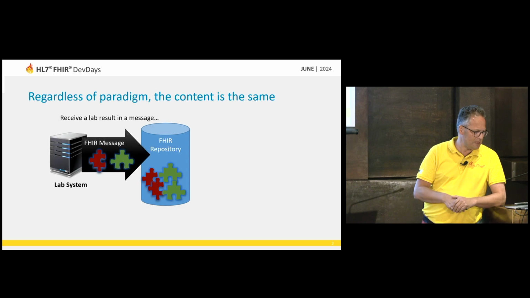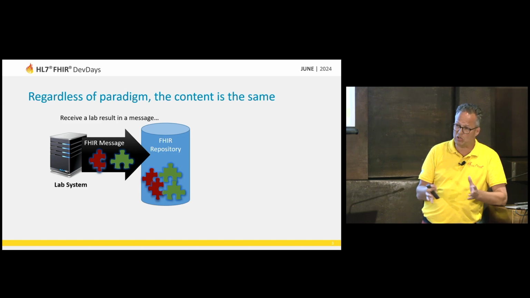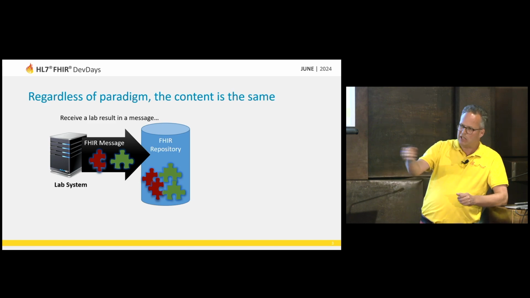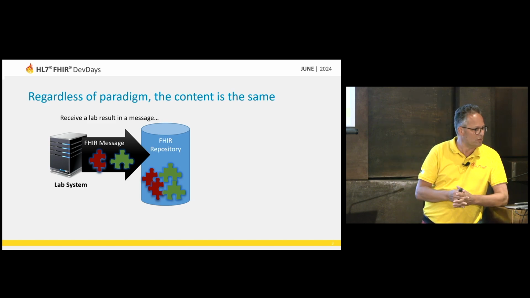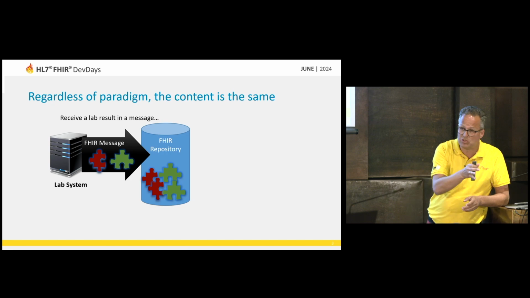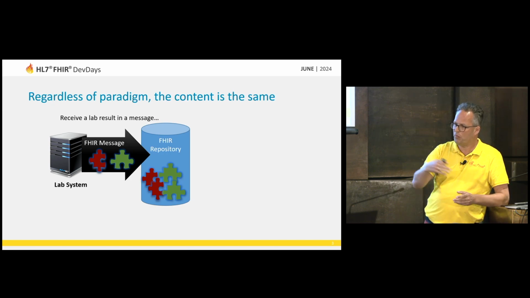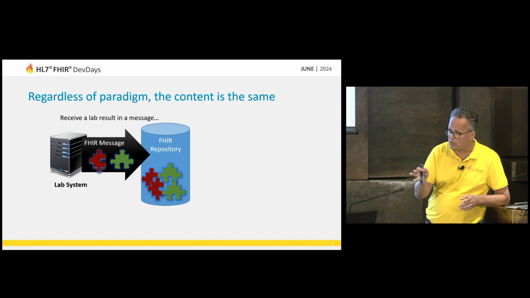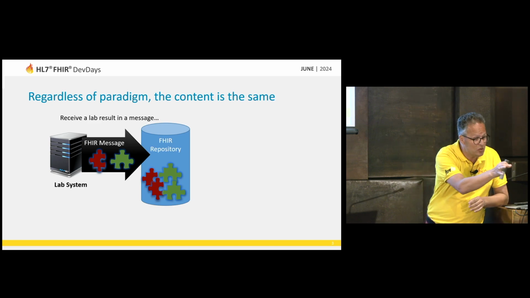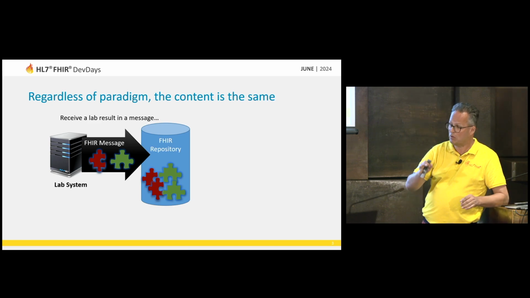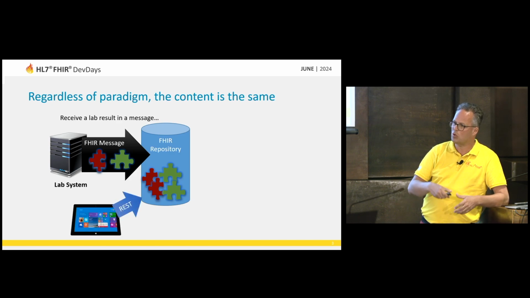So if I have, let's say, a laboratory system that creates a FHIR message with a lab result, and that's something that's relatively well suited, as we will see, to messaging, then we can yank the resources out of that message effectively and store them in a persistence layer, some FHIR CDR or something. Then using REST, which is very suited to the exchange of individual FHIR resources with a repository, I can manipulate or view that data.